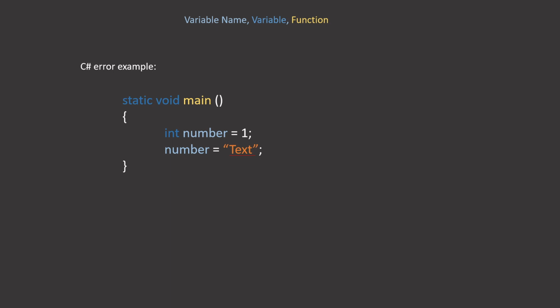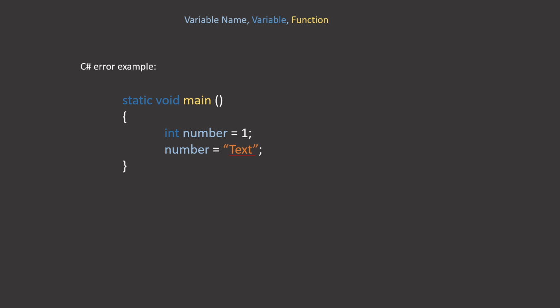Static, we can ignore that. That's a bit advanced. But here we have number equals 1. So we create a variable, which is an integer, a whole number, and we set it to 1. And then we redefine number as text.